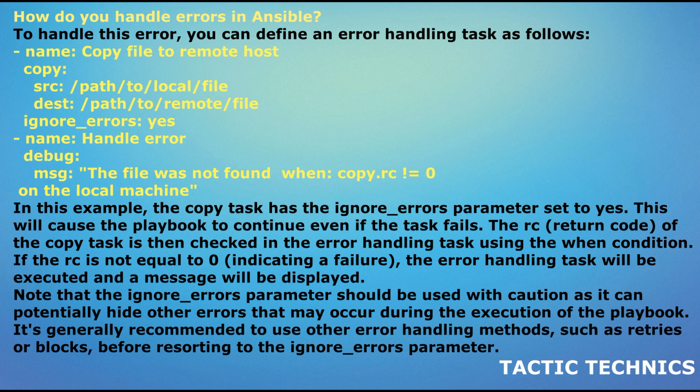In Ansible, error handling tasks can be used to handle any errors that occur during the execution of a playbook. Here is an example of how to use error handling tasks in Ansible. Let's say you have a task that is responsible for copying a file from the local machine to a remote host. If the file is not present on the local machine, the task will fail. To handle this error, you can define an error handling task as follows.